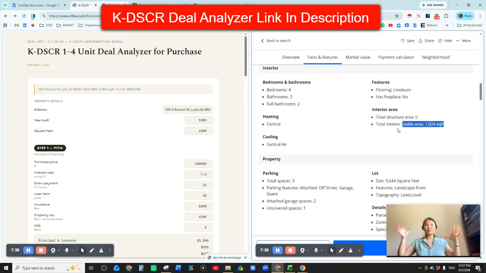If the garage is converted and they tell you this, you have to ask if it's permitted. If it's not permitted, it does not count. Sometimes the listing agent counts the garage conversion in the livable area, even though it's not permitted. No, you have to subtract that. Why? Because that square footage is used for comparables as well.